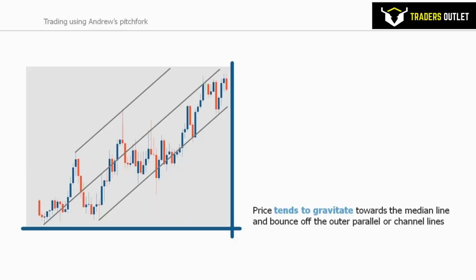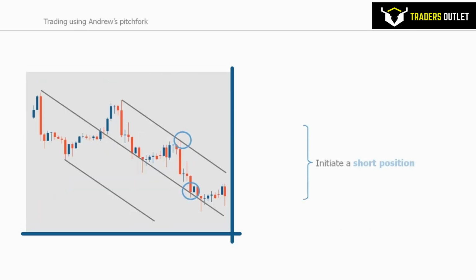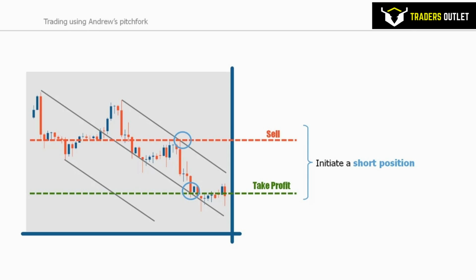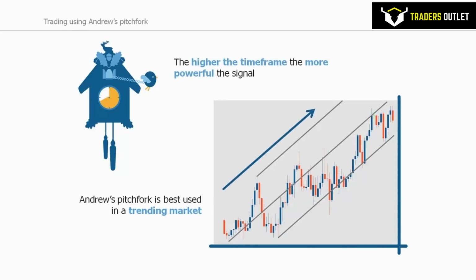The premise behind Andrews Pitchfork is that price tends to gravitate towards the median line and bounce off the outer parallel or channel lines. When looking to initiate a long position, you want to look at the lower lines of the channel with the idea of trading the retracement. When looking to initiate a short position, you want to look at the upper lines of the channel with the idea of trading the retracement. Andrews Pitchfork is best used in a trending market environment, and as with all technical tools, the higher the time frame, the more powerful the potential signal.